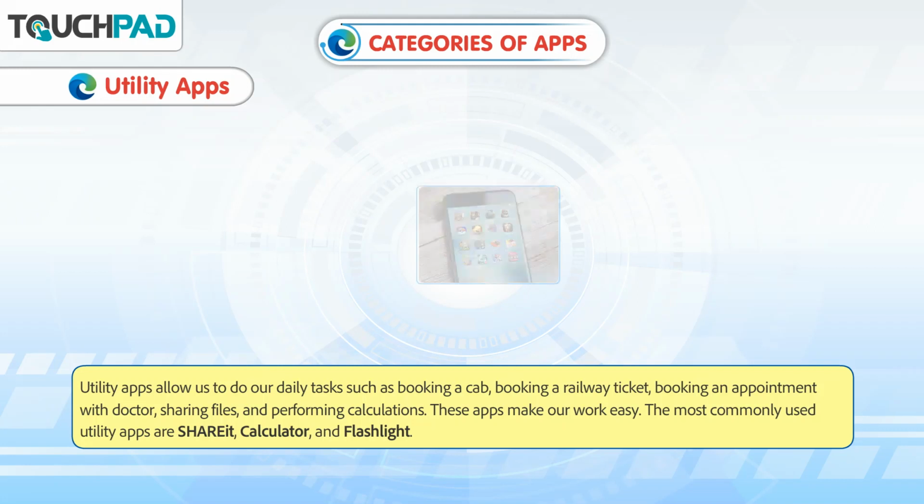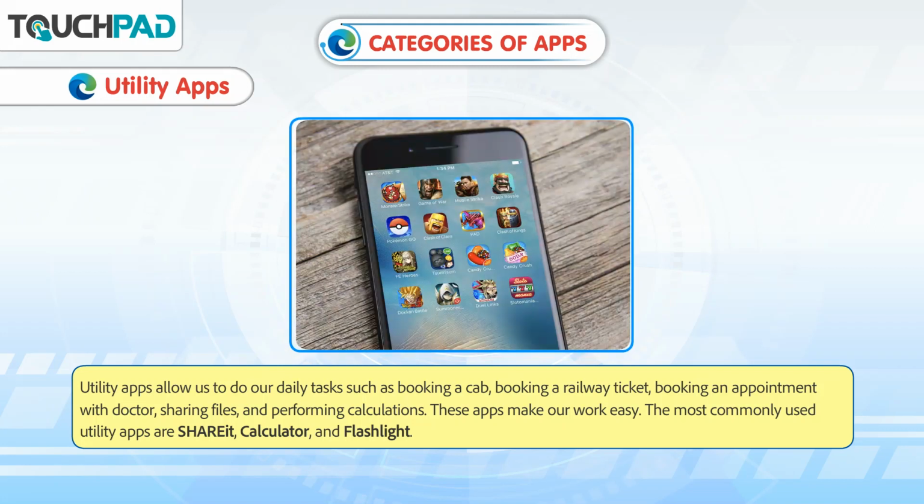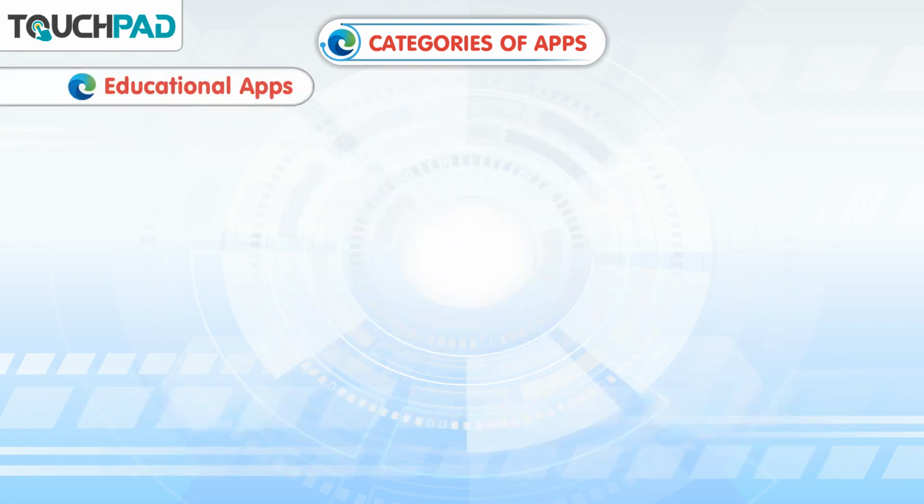Utility apps. Utility apps allow us to do our daily tasks such as booking a cab, booking a railway ticket, booking an appointment with a doctor, sharing files, and performing calculations. These apps make our work easy. The most commonly used utility apps are ShareIt, Calculator, and Flashlight.